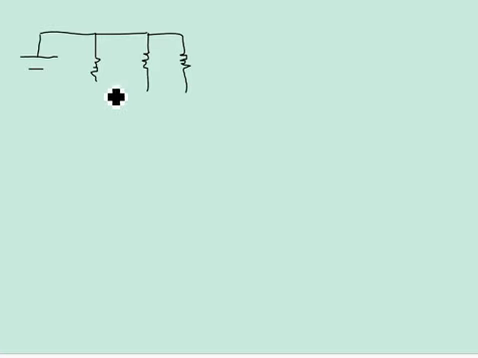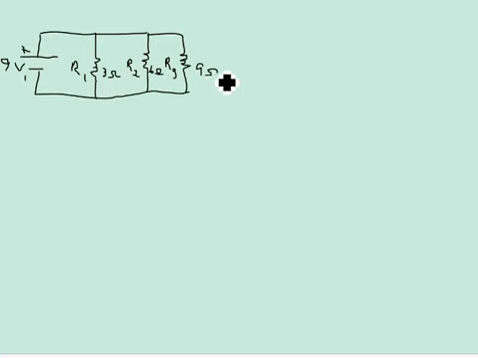Alright, so the way to know whether or not you have a parallel circuit is you do exactly the same thing. You follow the path with your finger, and if at any time you have to make a decision about which way to go, you have a parallel circuit. Alright, so here I still have R1, R2, and R3. My R1 is 3 ohms. My R2 is 6 ohms. And my R3 is 9 ohms.